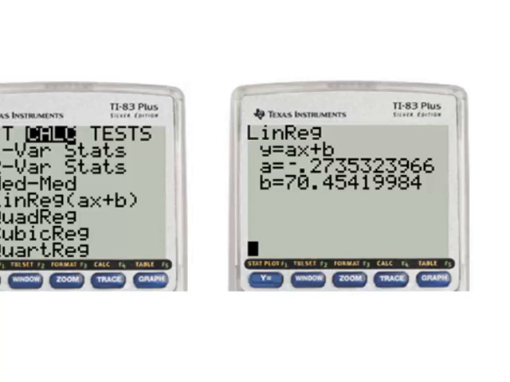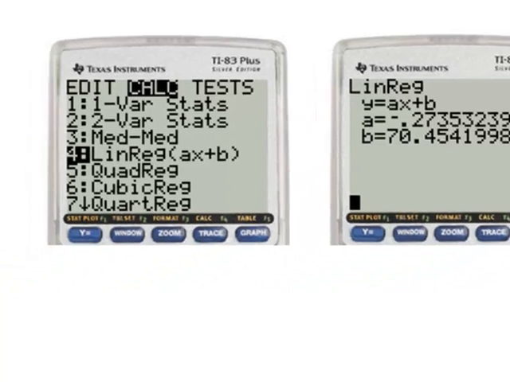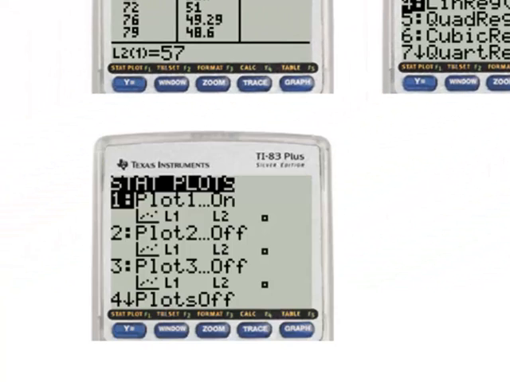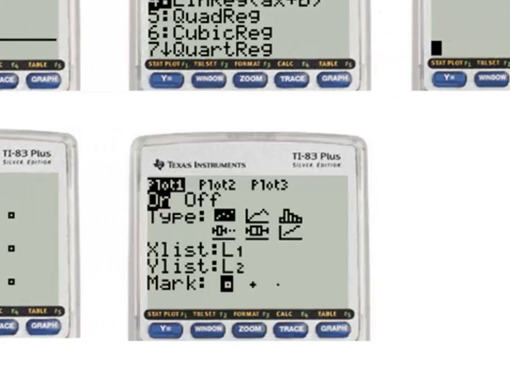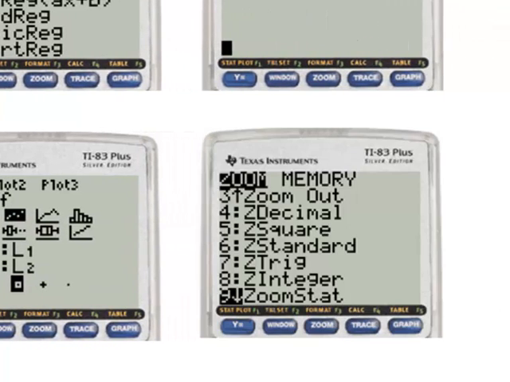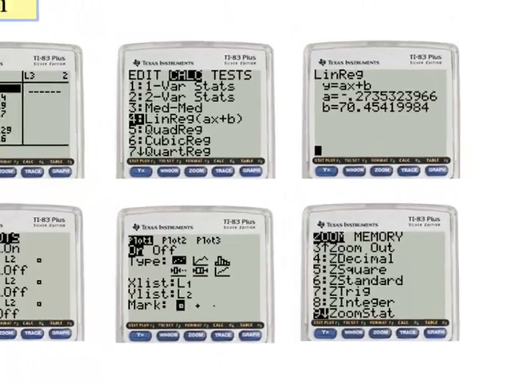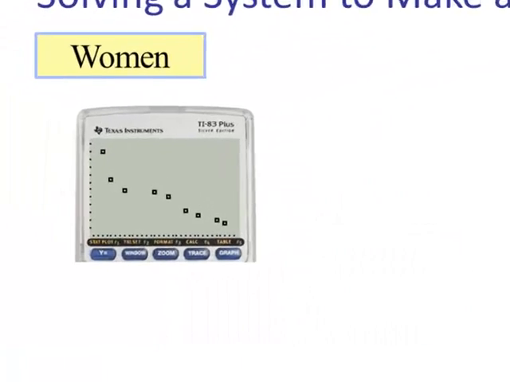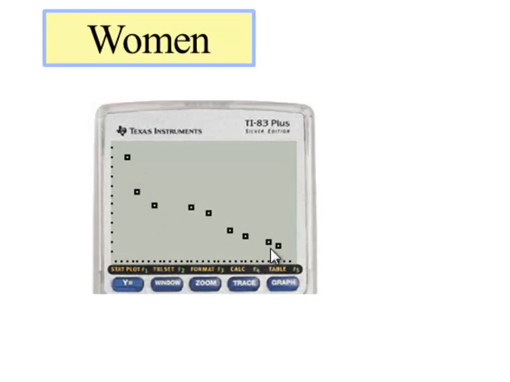It's always a good idea to see how well the line fits the data. So we can look at this graphically by using the stat plot. We hit second y equals, which is stat plot. We make sure the plot is on, and for the type we want the first one, which is a scatter plot. Make sure X list is list 1 and Y list is list 2. Then we hit zoom, number 9 for zoom stat, and we have our scatter plot.